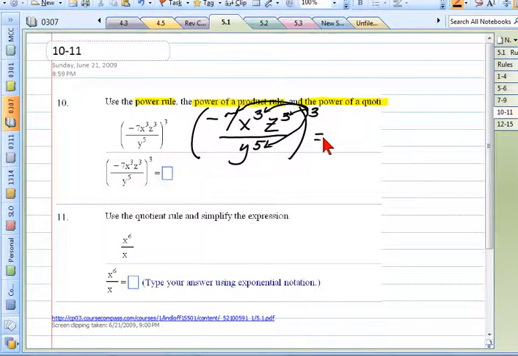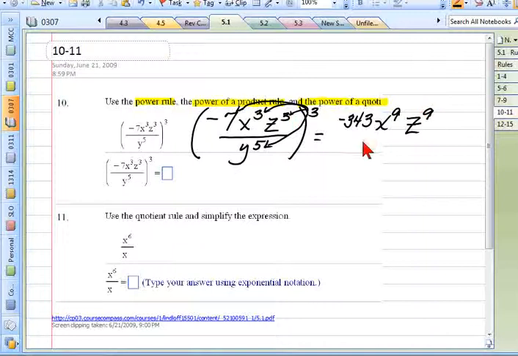So it's going to be negative 7 to the third power. All right, 7 times 7 is 49 times 7. I did it in my last class, so I remember. It is negative 343. It's just because I remember it. X to the what? 3 and 3. Okay, do I add them or do I multiply them in the power rule? I multiply them. 3 times 3. Z to the 9th over y to the 15th.